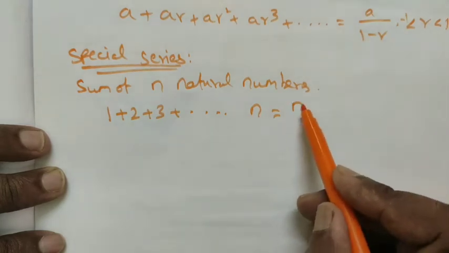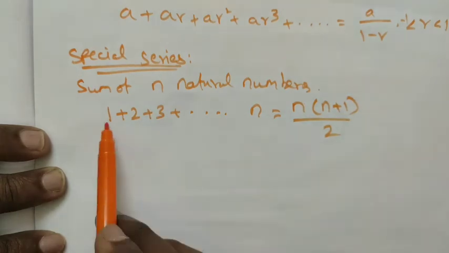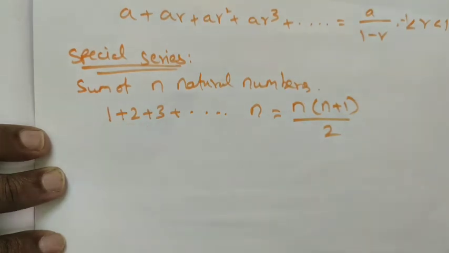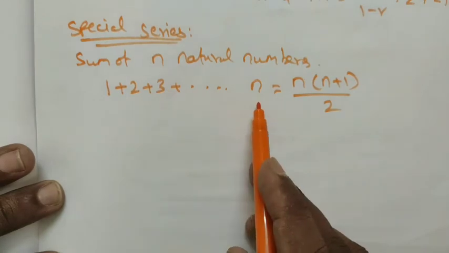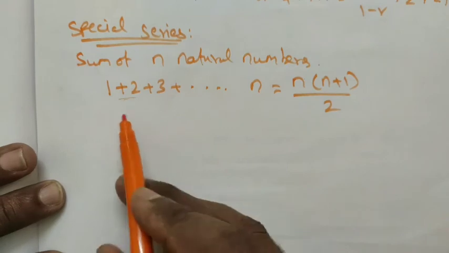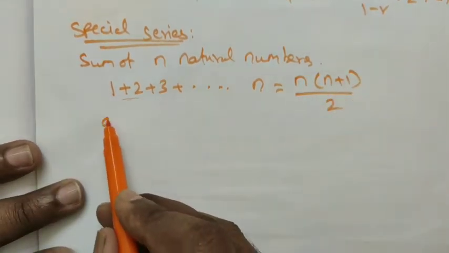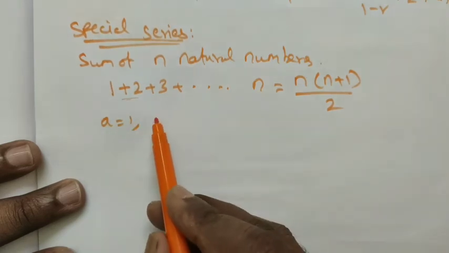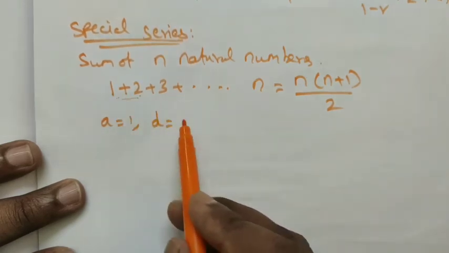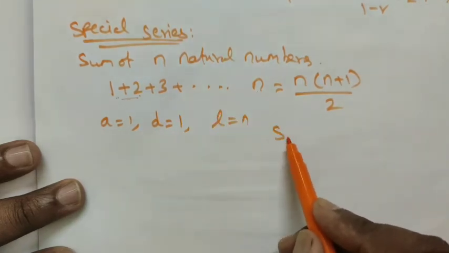The formula to find the sum of the first n terms is n into n plus 1 divided by 2. For 10 terms, the sum is 10 into 11 divided by 2. The series is in AP form; the common differences are equal, right? Suppose you forgot this formula, just see that a is equal to 1, the common difference between 2 and 1 is 1, and the last term L is equal to n.